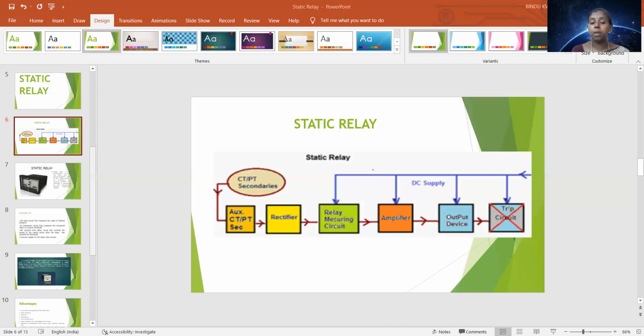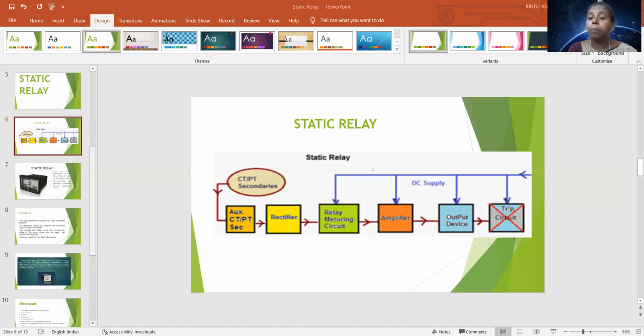Or these signals have been converted into digital electrical signals, and then only it is given to the input of your relay. The device used to convert is termed the transducer. Okay, so this is about your basic working principle of your static relay.